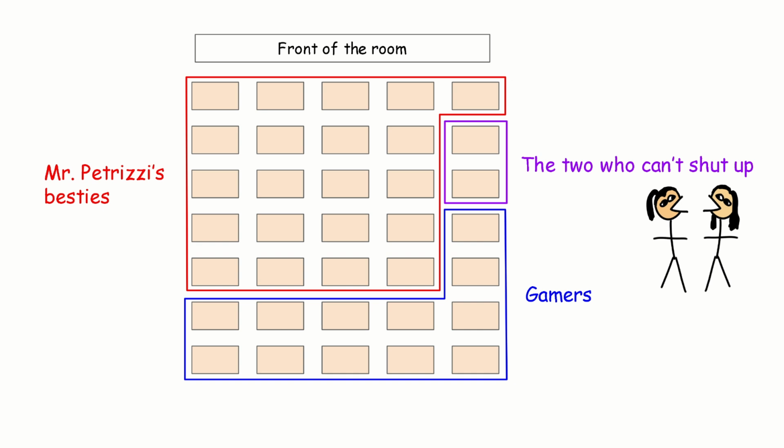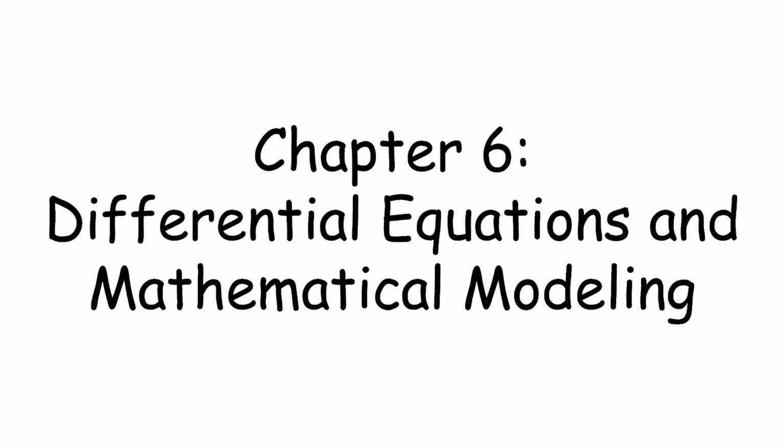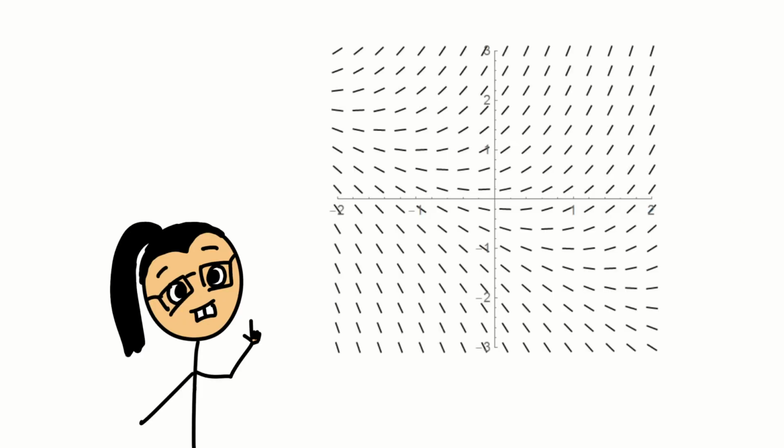Finally, we have the two people in the corner of the room who just can't shut up. Half of the time they pretend to know what's going on, and the other half, they just have no clue what's happening. Chapter 6. Differential Equations and Mathematical Modeling. Here, you get to look at tiny lines on a graph called a slope field and think, yeah, I know exactly what function this looks like.